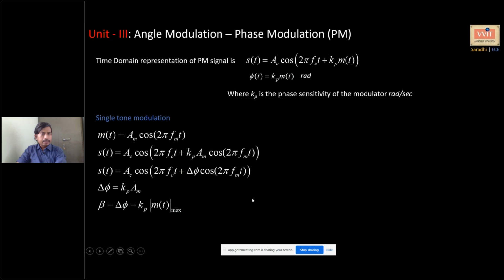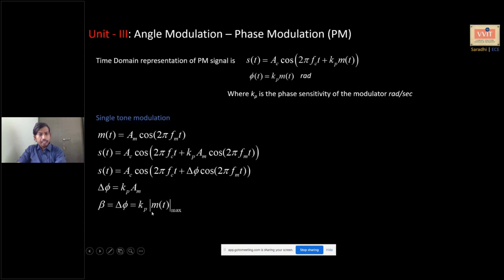As an example, let us consider single tone modulation, where m of t is Am cos 2 pi fmt, and the phase modulated signal is this, and kp into Am can be written as delta phi, which indicates phase deviation. Earlier it was frequency deviation, now it is phase deviation, right? Delta phi equals kp Am, and we define the modulation index of the phase modulator as this kp Am.